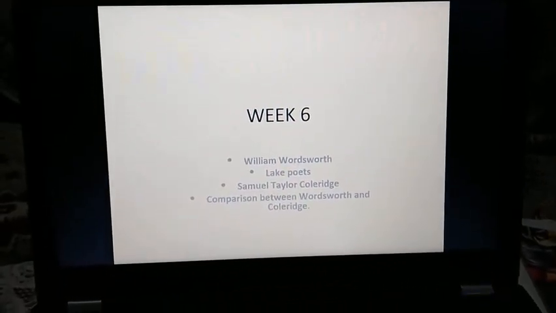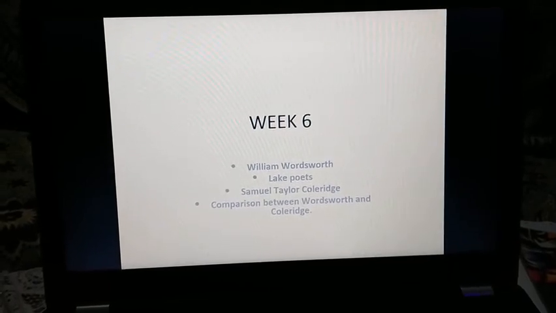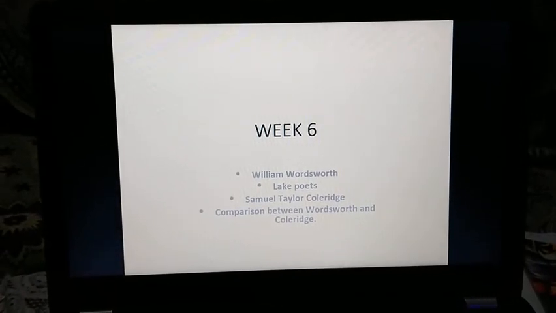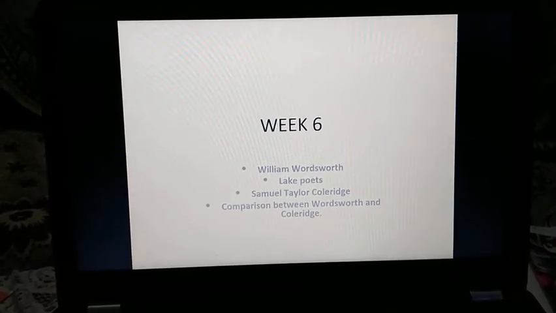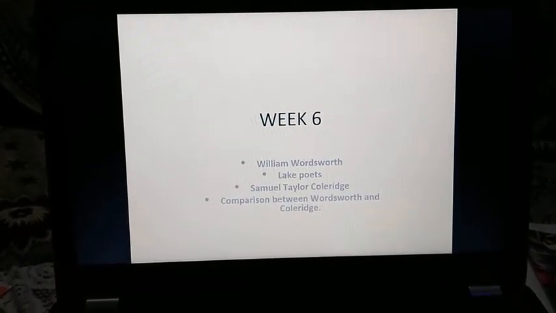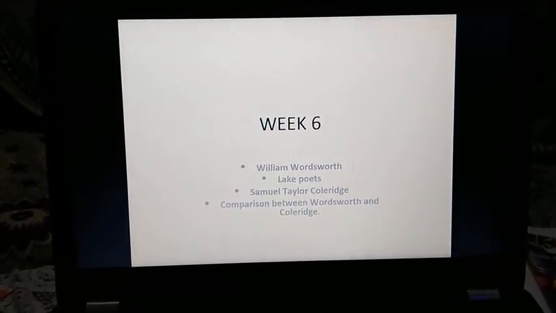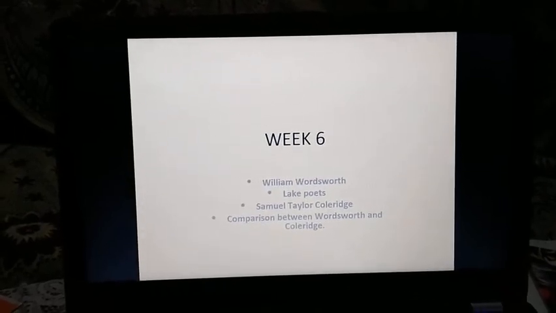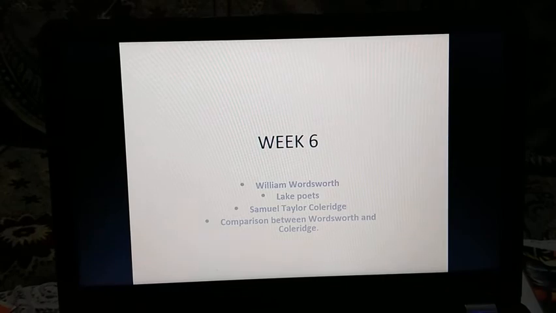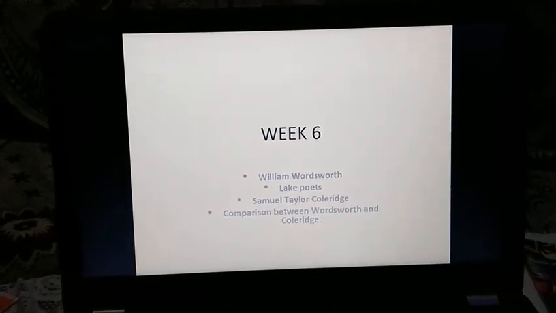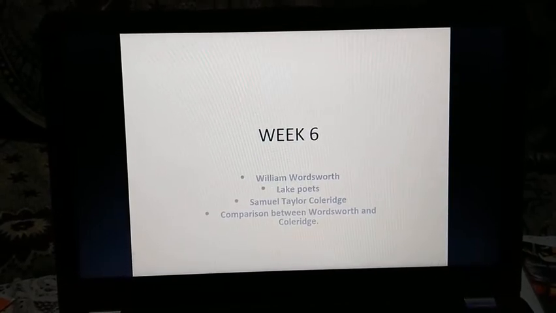In week 6, we learned about the different poets and authors of the Romantic age, which included Wordsworth and their accomplishments. We had an introduction to William Wordsworth, the works of William Wordsworth, his style, the Lake poets. Any of the English poets, William Wordsworth, Samuel Taylor Coleridge and Robert Southey, who lived in the English Lake District of Cumberland and Westmoreland, now Cumbria, at the beginning of the 19th century.